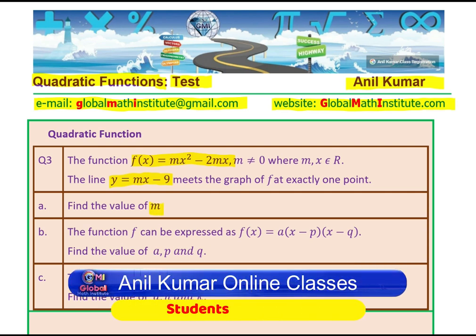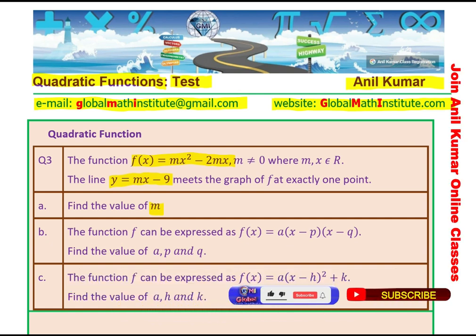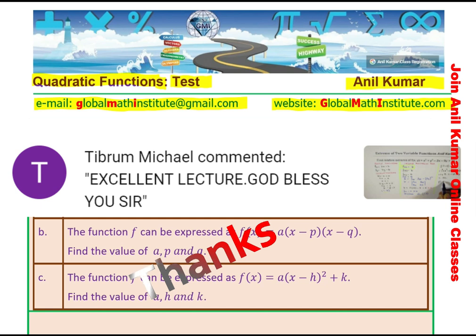Once you find the value of m, the question is extended to: the function f can be expressed as f of x equals a times x minus p times x minus q. Find the value of a, p, and q. So that is the factored form of the same equation. And in part C, the function can be expressed in the vertex form: a times x minus h squared plus k. Find the value of a, h, and k. You can always pause the video, answer the question, and then look into my suggestions.